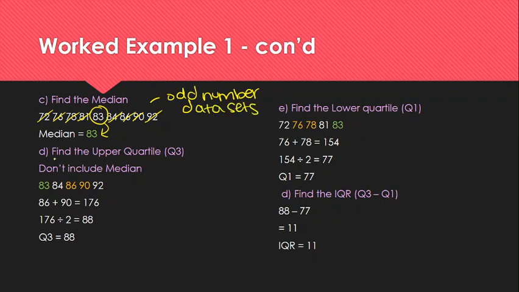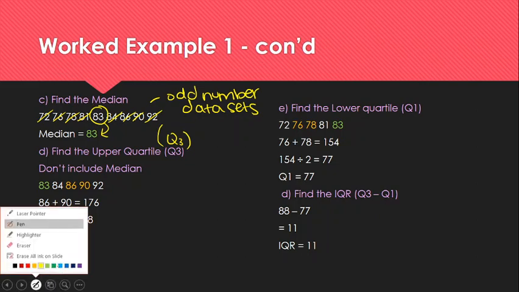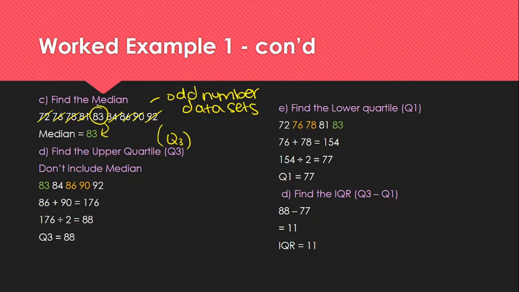Okay, so D, find the upper quartile, so capital Q3. When you copy this down, just make sure you write the proper subscript number. You don't include the median when you find this. So I've literally just cut that section out of the data set and pasted it down here in blue, and I've highlighted the median in green just so you know.